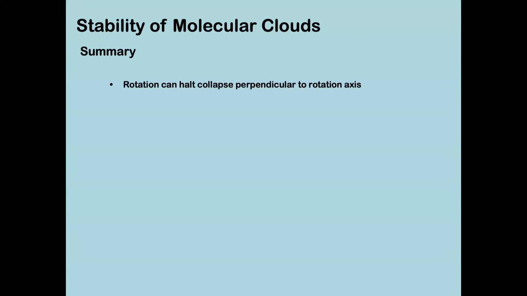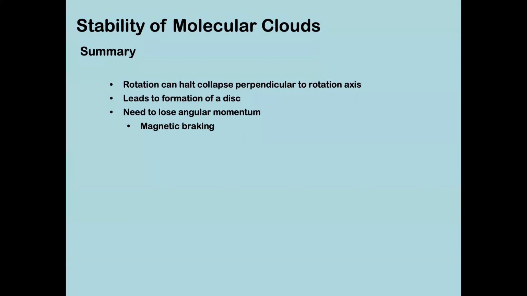Okay, so to summarize this part, it's important to remember that rotation can halt the collapse perpendicular to the rotation axis. Remember the centrifugal force versus the gravitational force. This leads to the formation of a disk. The angular momentum needs to be lost. Magnetic braking is one of the major ways to lose at least some of this angular momentum, but you don't want to lose it all, otherwise you cannot form a protoplanetary disk.